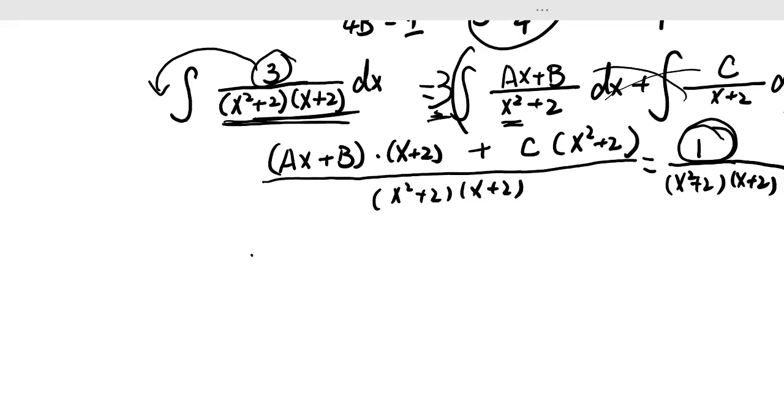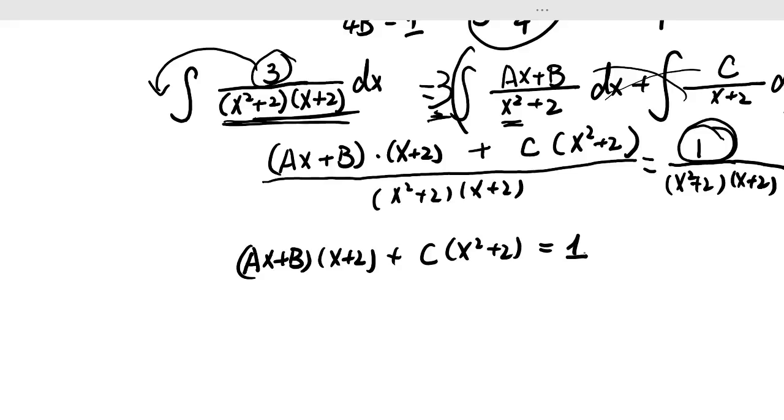This means we're gonna have ax plus b times x plus 2 plus c times x squared plus 2 equals to 1. Let's try our first method. So can anybody tell me what is the x I can use to plug in?